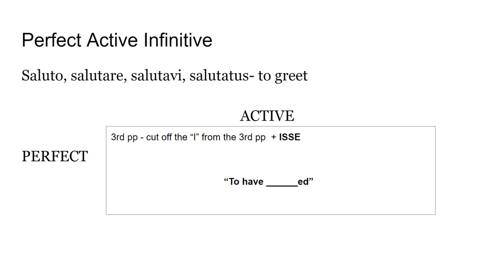You're going to love how easy this is. It does not matter which conjugation you're in. You simply go to the third principal part, which on my example up here, my verb at the top of the slide says saluto, salutare, salutavi, salutatus. It means to greet. We get words like salutations or salute from this.